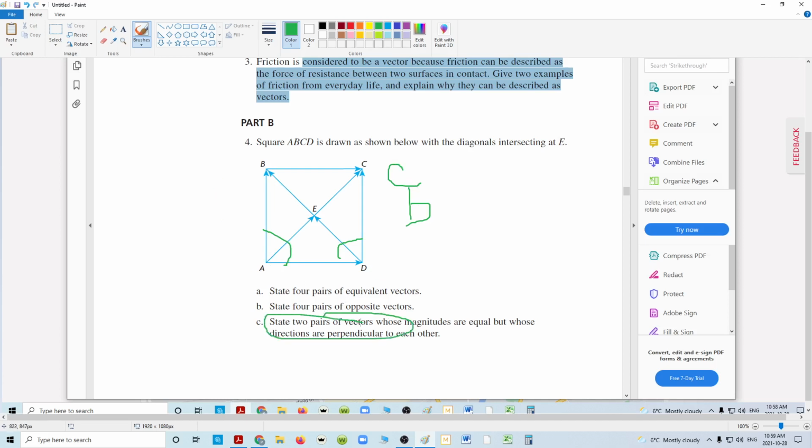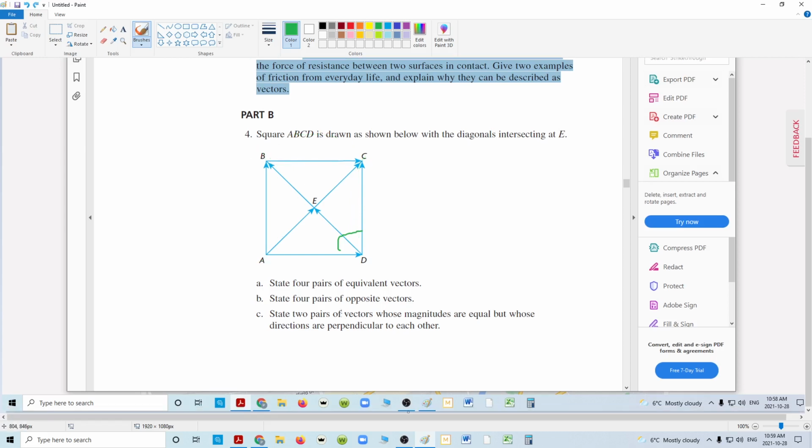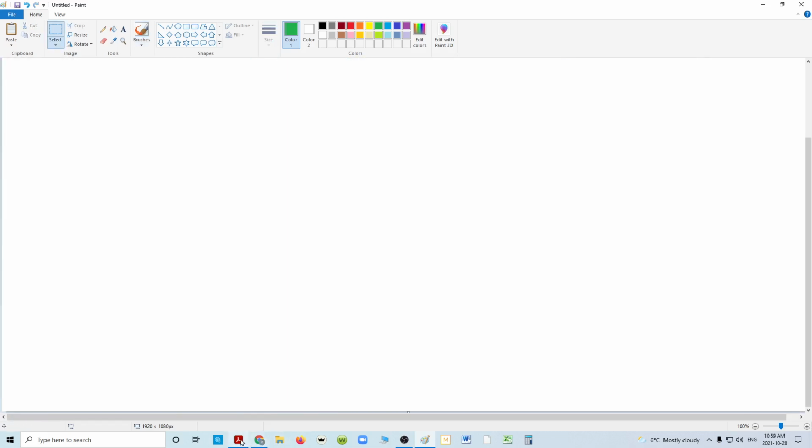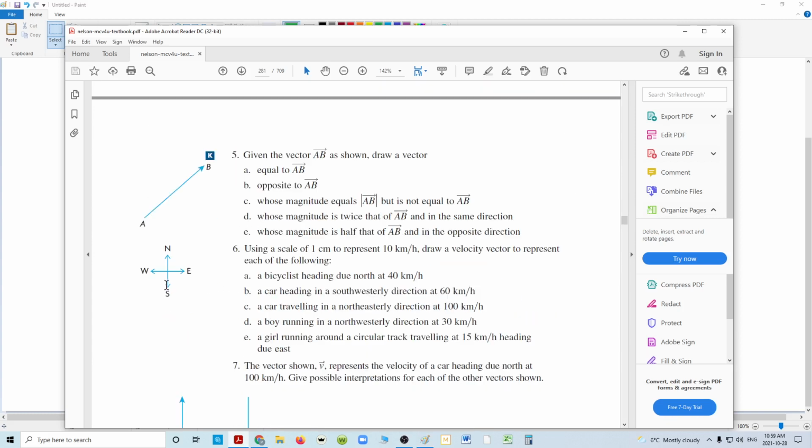State 2 pairs of vectors whose magnitudes are equal but whose directions are perpendicular to each other. This because it's a square, and this because it's a square, and that. That's why it wasn't really worth it. If you're having trouble with that, you really have to go back and practice.